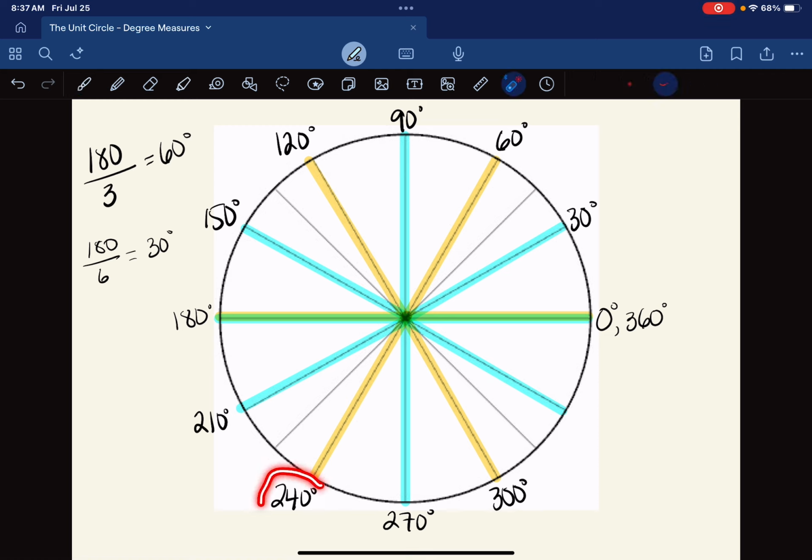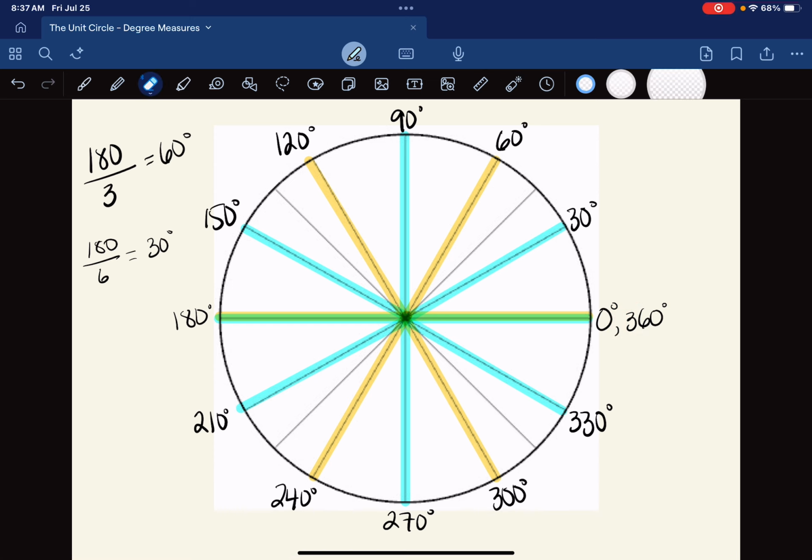Plus another 30 is 240. Plus another 30 is 270. Plus another 30 is 300. Plus another 30 will give us 330 degrees. And then, of course, plus another 30, and we'll end right back where we started at 360.